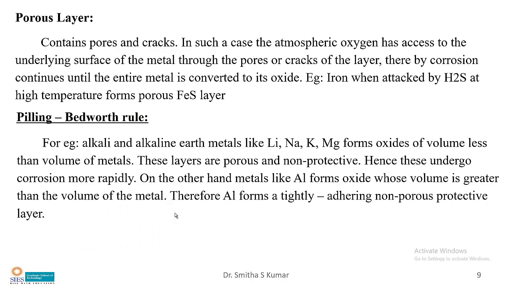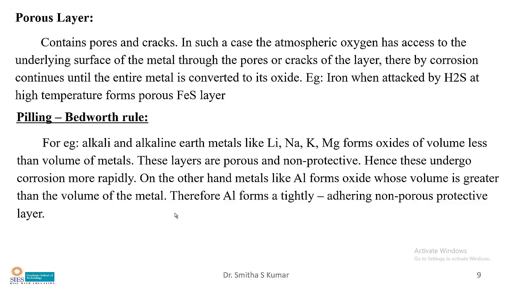The last type of oxide layer is the porous oxide layer, that is having pores or cracks. In such cases, atmospheric oxygen have access to the underlying metal surface through pores or cracks of the layer. Thereby corrosion continues unobstructed till entire metal is completely converted to its oxide.